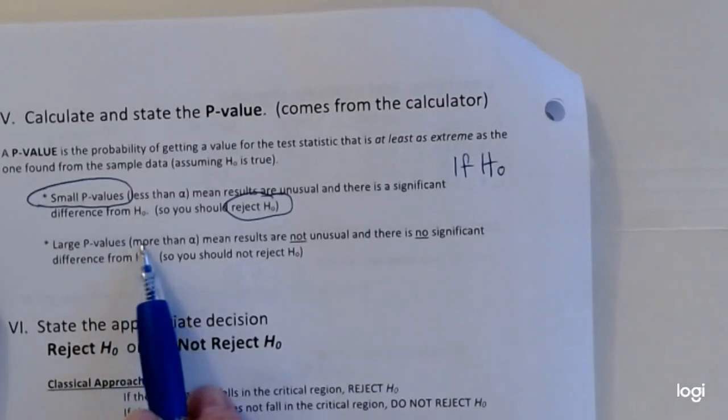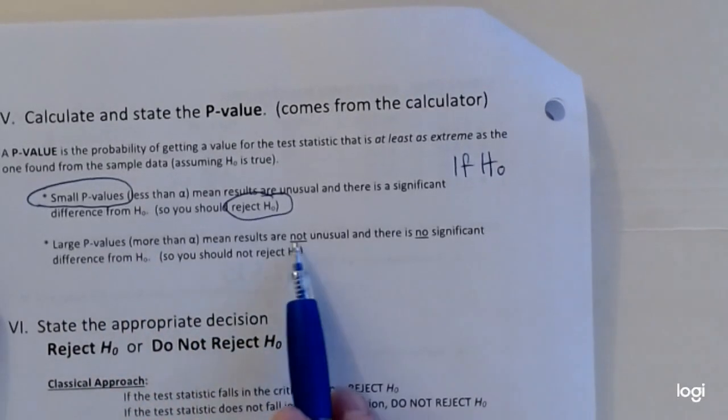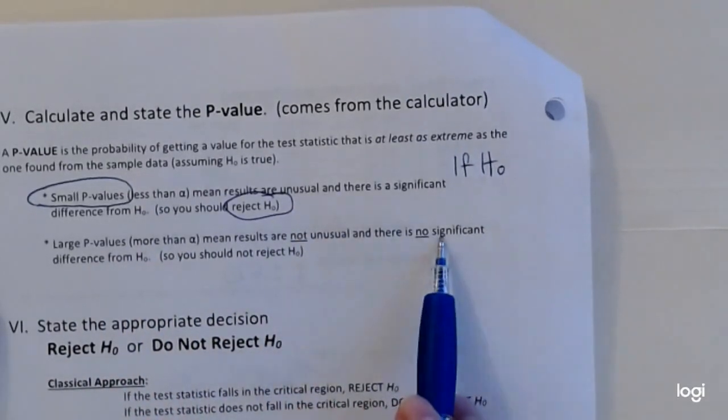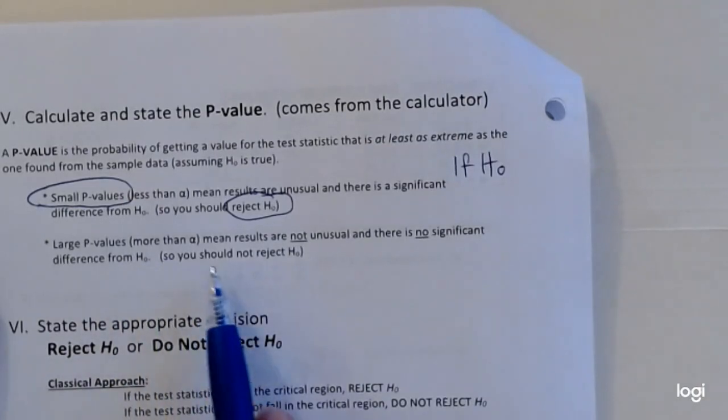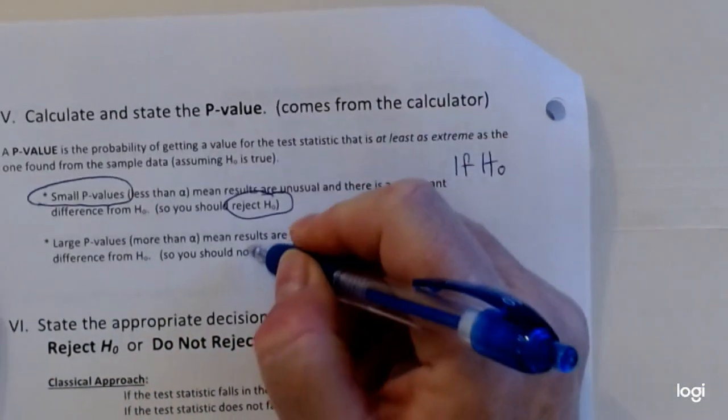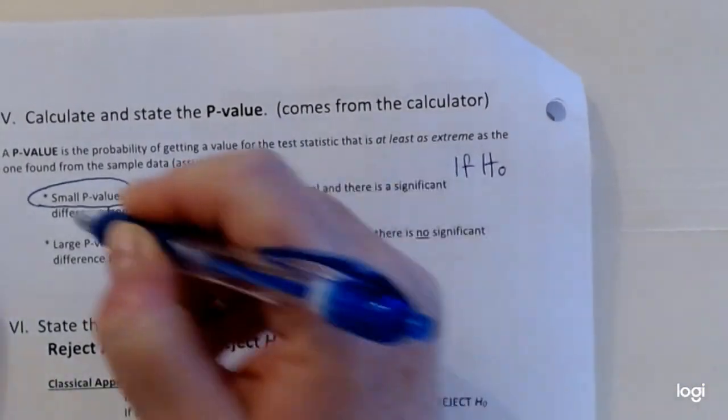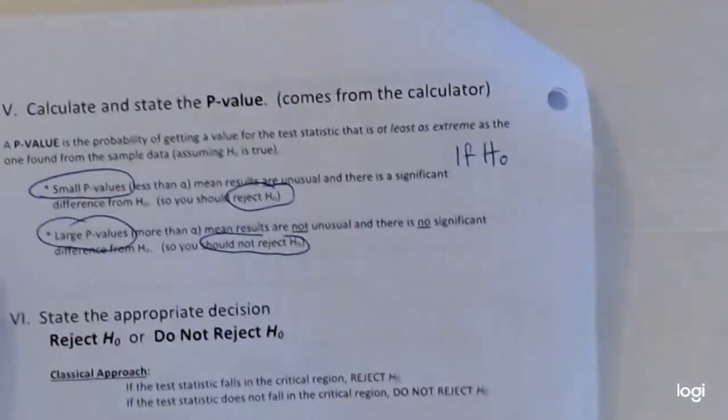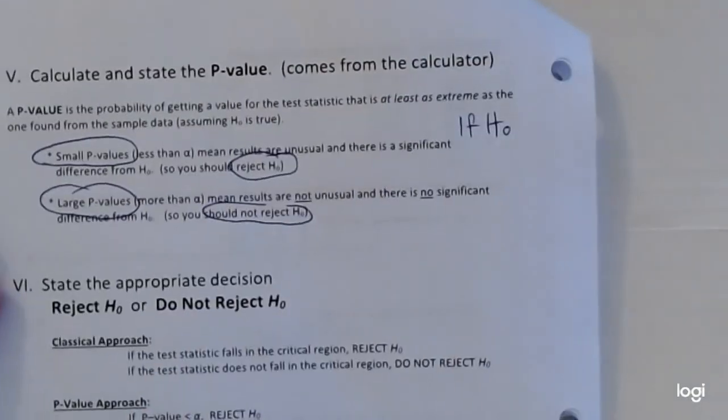And large p-values, more than alpha, mean that the results are not unusual and there is no significant difference from H0, so you should not reject. So we do not reject if p is large. And what do we mean by p is small or p is large?